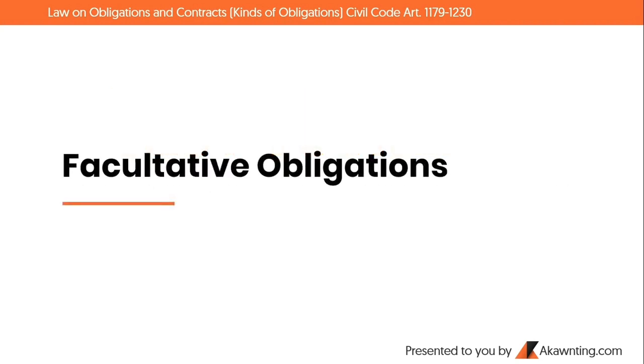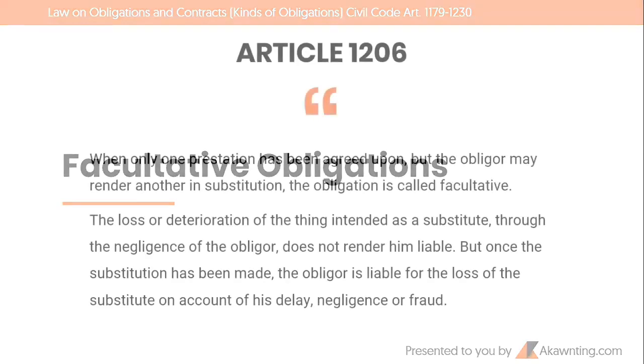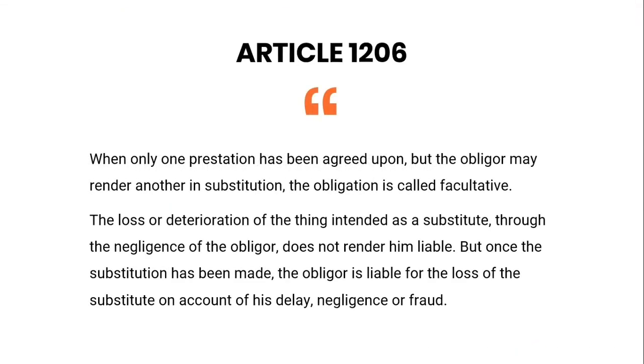So, punta naman na tayo sa facultative obligation. Facultative obligation is a variant of an alternative obligation. So, Article 1206. When only one prestation has been agreed upon but the obligor may render another in substitution, the obligation is called facultative. Okay? May explain natin yan. Second paragraph, the loss or deterioration of the thing intended as a substitute through the negligence of the obligor does not render him liable. But once the substitution has been made, the obligor is liable for the loss of the substitute on account of his delay, negligence, or fraud.